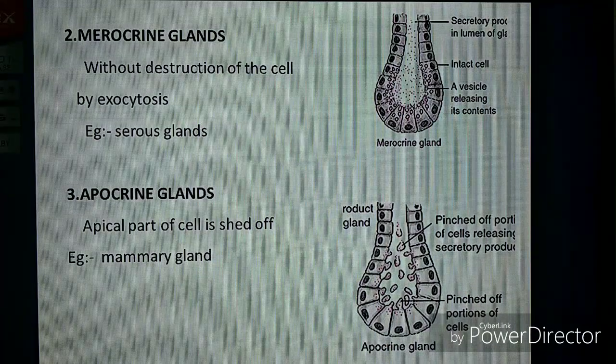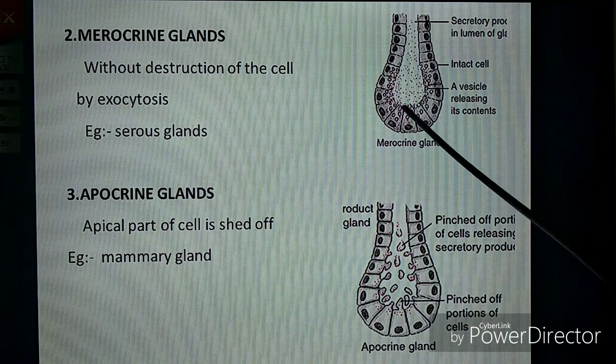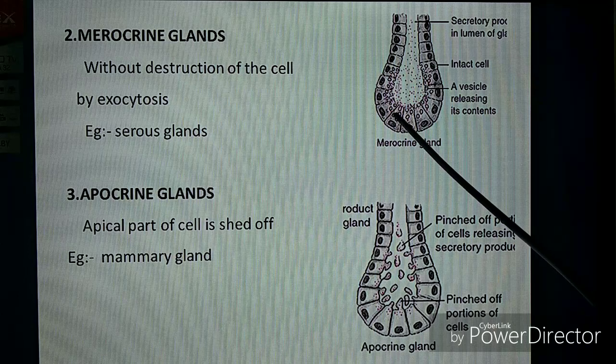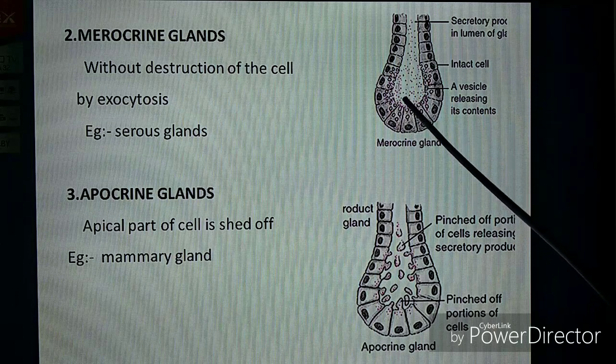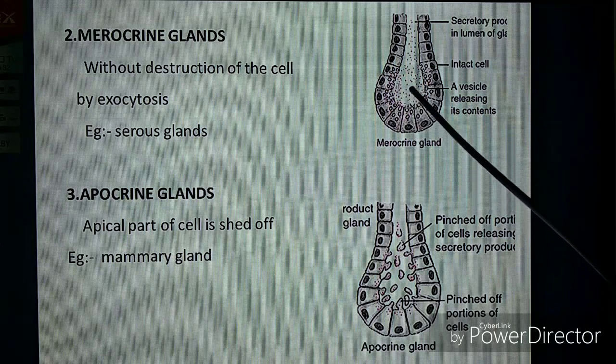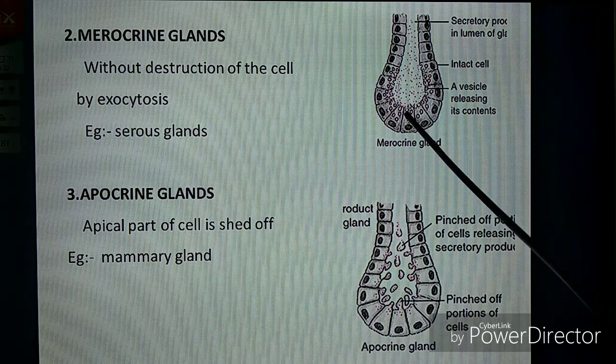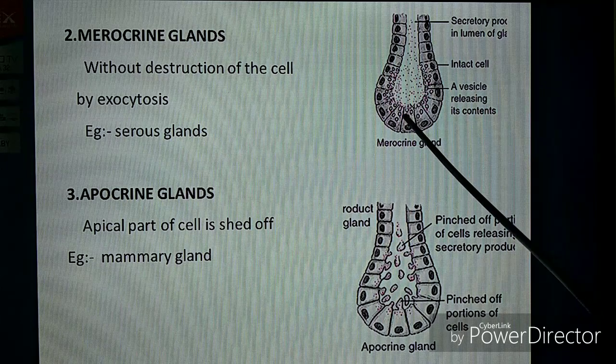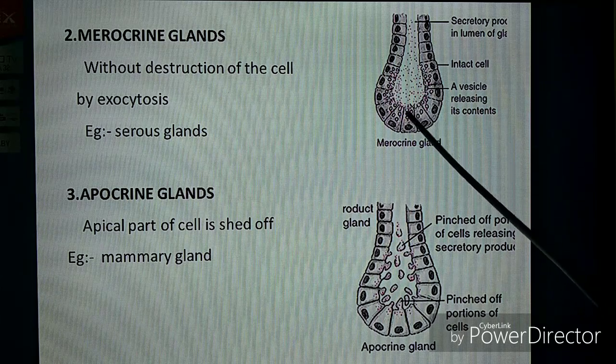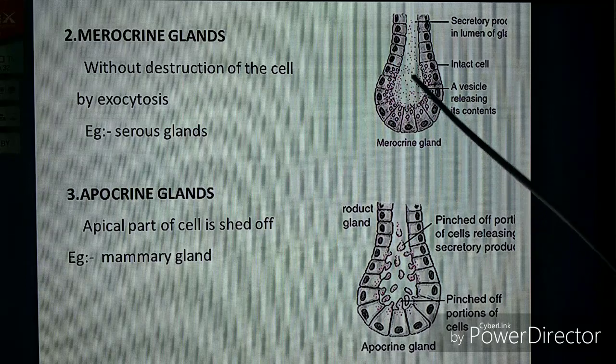Next is merocrine glands. Here the entire cells are not destroyed, but the secretions of the cytoplasm come out of the cell by a process called exocytosis. So here the secretory vesicles can be seen in the cytoplasm, and these vesicles move towards the cell membrane and there liberate their contents into the duct region.